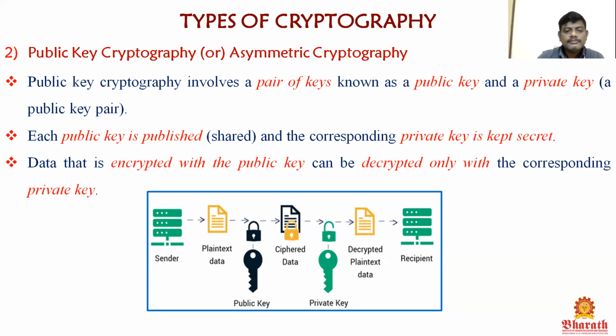That's why we named it asymmetric cryptography. Asymmetric cryptography means different types of keys are used for encryption and decryption. Here the public key is used for encryption, and the private key is used for decryption. If we used the same key for encryption and the same key for decryption, we could name it symmetric cryptography. But here we have used two keys: the public key for encryption, the private key for decryption. So that's why we call it asymmetric cryptography.